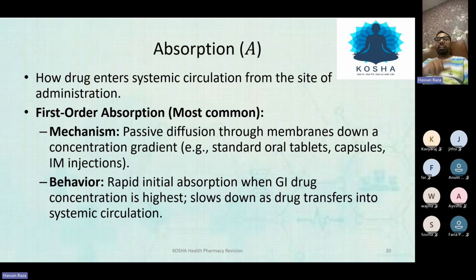Now, as I've told you, not only elimination, even absorption can be first order or zero order. And first order absorption is really common because diffusion always depends on the concentration. And I have told you what is first order. If any chemical reaction or metabolic reaction is dependent upon the concentration of the reactant, then it will be called the first order reaction. So, as we all know, diffusion is when a drug moves from a higher concentration to a lower concentration, which is absorption. And most of the drugs go through this path, therefore they follow first order absorption.